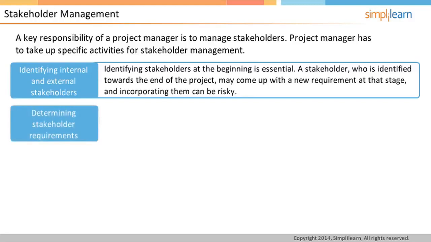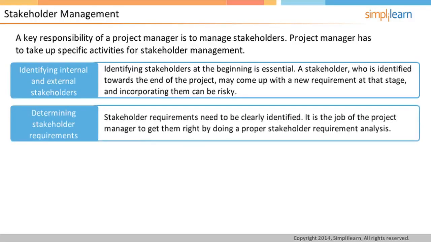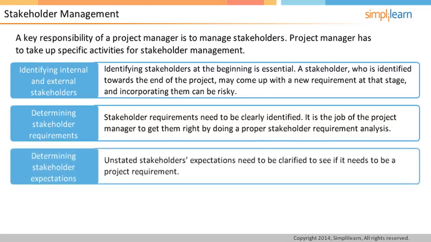Determining stakeholder requirements. After identifying all the stakeholders, the project manager also needs to ensure that their requirements are clearly identified. Sometimes, stakeholders might themselves not know of their requirement, and it is the job of the project manager to get them right by doing a proper stakeholder requirement analysis. Determining stakeholder expectations. Stakeholders might also have some unstated expectations, which need to be clarified to see if they can become a project requirement. It is again the role of the project manager to determine the stakeholder's expectation.